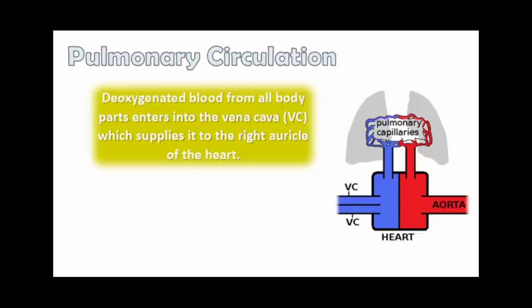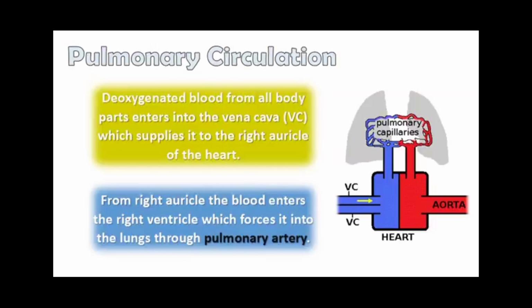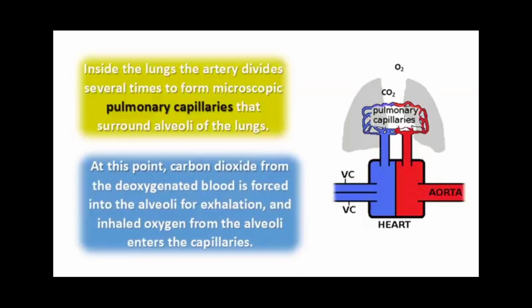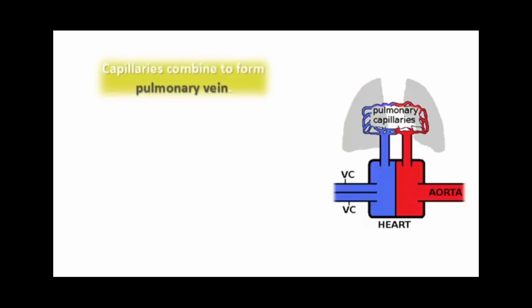The deoxygenated blood from all body parts enters into the vena cava, which supplies it to the right atrium of the heart. From the right atrium, the blood enters the right ventricle, which forces it into the lungs through the pulmonary artery. Inside the lungs, the artery divides several times to form microscopic pulmonary capillaries that surround alveoli of the lungs. At this point, carbon dioxide from the deoxygenated blood is forced into the alveoli for exhalation, and inhaled oxygen from the alveoli enters the capillaries.